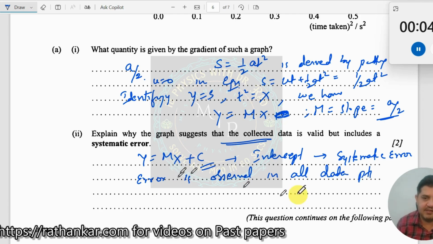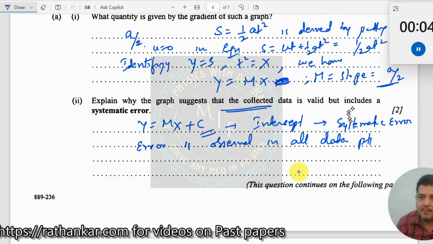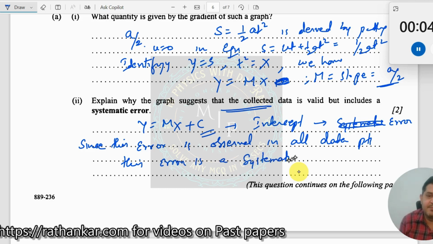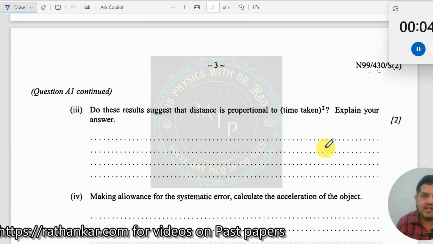You can mention this. At the beginning itself, don't mention systematic error, you just mention it as error. Since this error is what you have observed, finally there should be a conclusion: in all data points, this error is a systematic error. This is how you should write. So you get 2 marks over here. Now let us look at the next one.